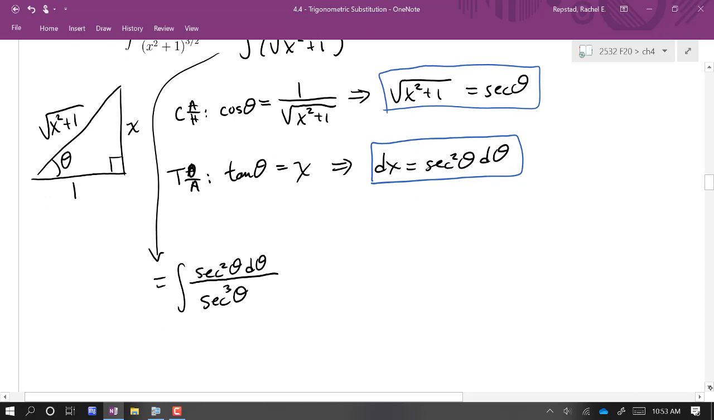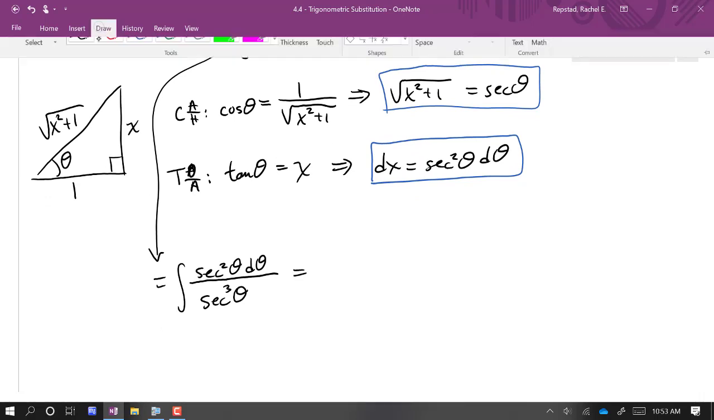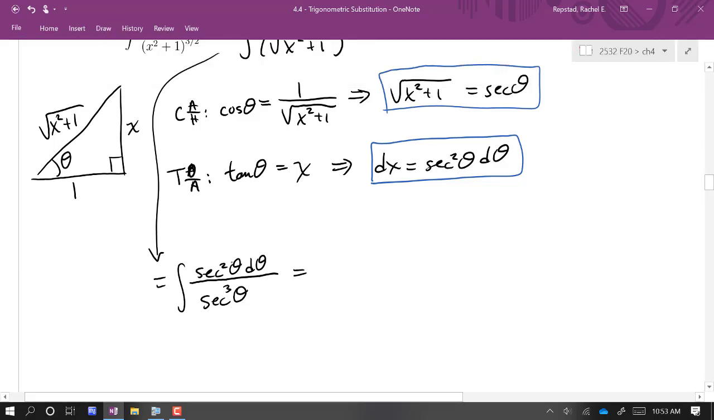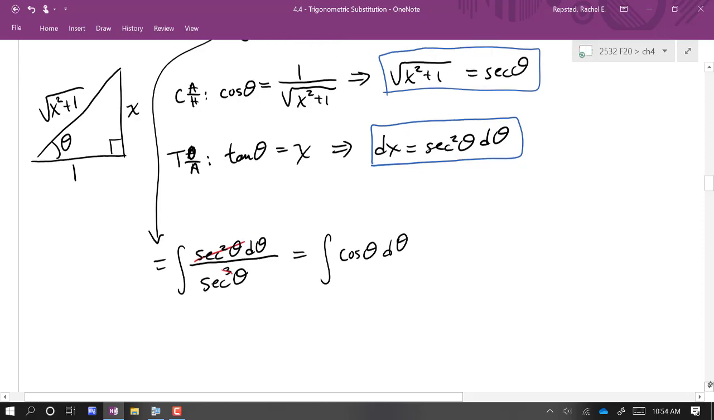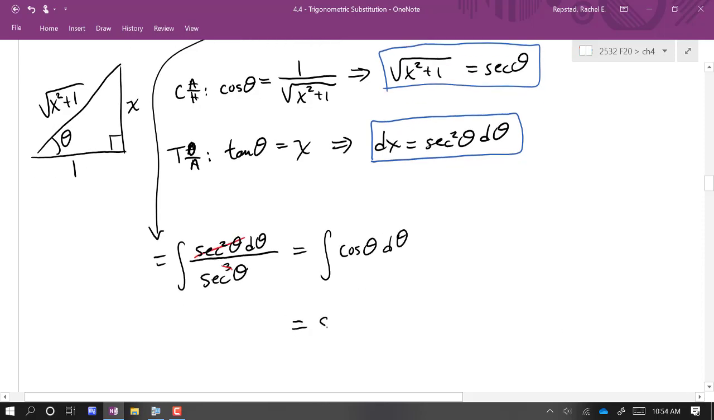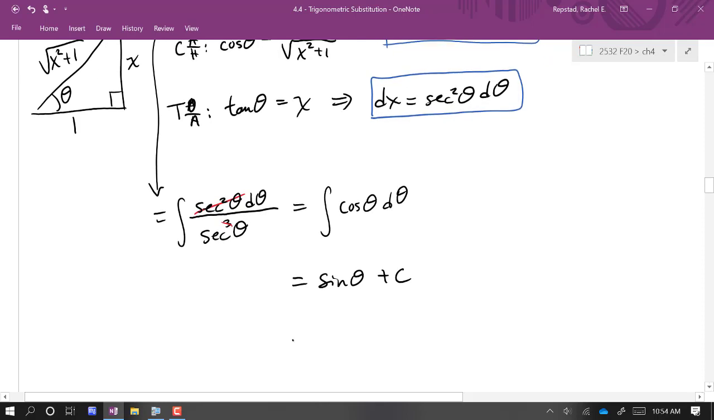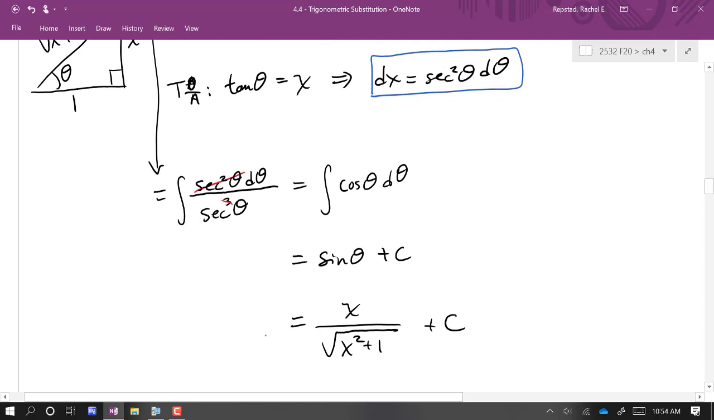We can do some reducing, like we did before, right? So the secant squared is gone, and we're just left with secant in the bottom. 1 over secant is cosine. So we have the integral of cosine theta d theta. We know the integral of cosine. The integral of cosine is sine. So this is sine theta plus a constant. Going back to the triangle, sine theta, opposite over hypotenuse, is x over the square root of x squared plus 1. Plus a constant.